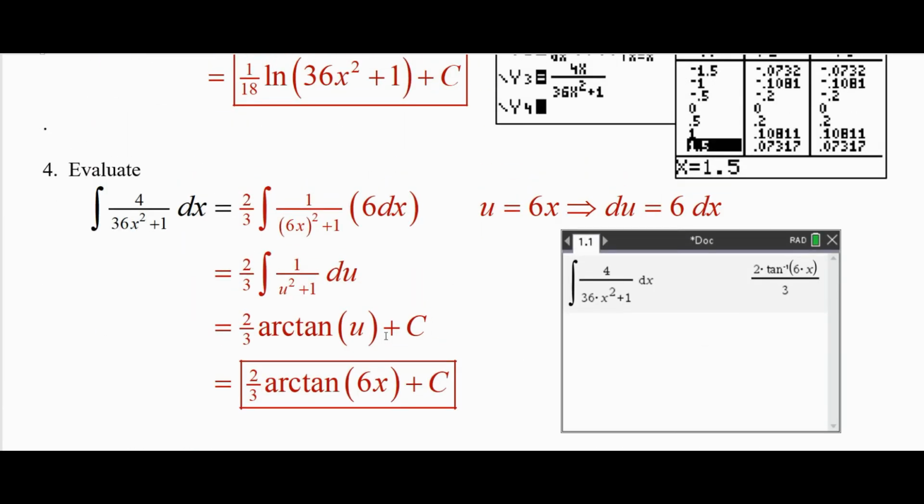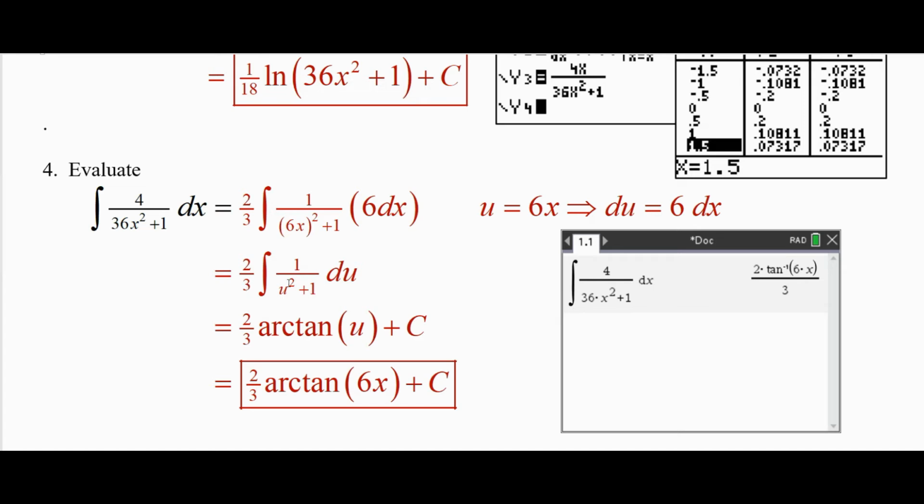Number 4, it's almost the same thing, but I didn't put an x up there. The way we want to do this one is we want to see that 36x squared is 6x squared. So this time we let u be 6x, du is just 6 dx. We put a 6 here, we bring the 4 out front, divide by 6. 4 over 6 is 2/3. And if you look at this, it becomes 1 over u squared plus 1. The 6 dx is du, 2/3 is still out front.